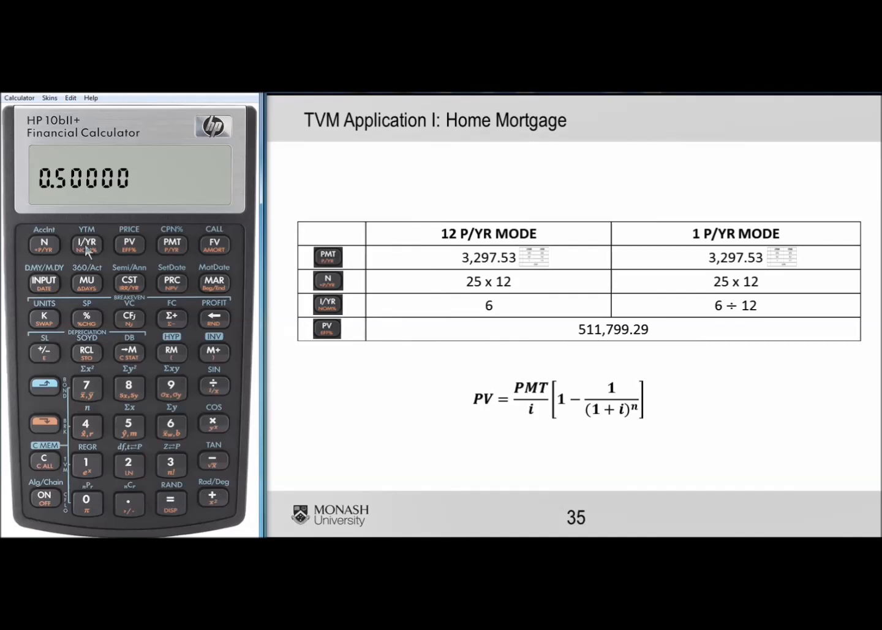And to solve for PV, this is the PV at time 5, so we press PV. So the final answer is 511,799.29. So this is the PV at time 5, representing the present value of all future outstanding balance. And this is the lump sum that you need to pay your bank to close off the loan if you want to sell the house. And again, for 12 payments per year mode, please follow the left column.